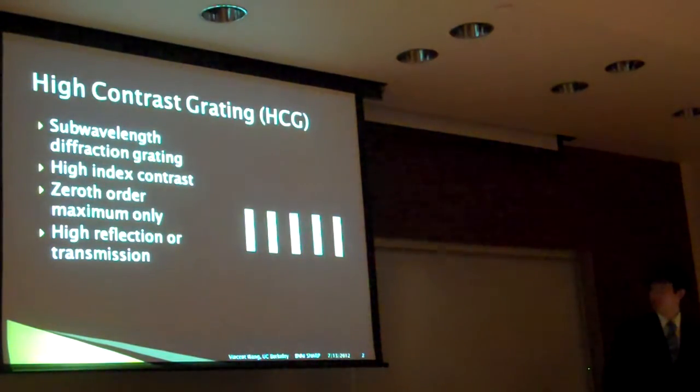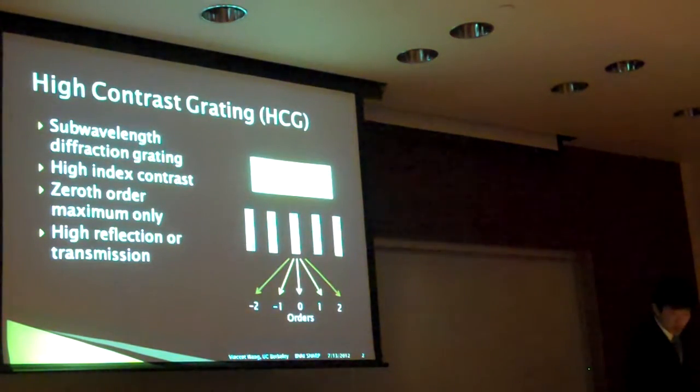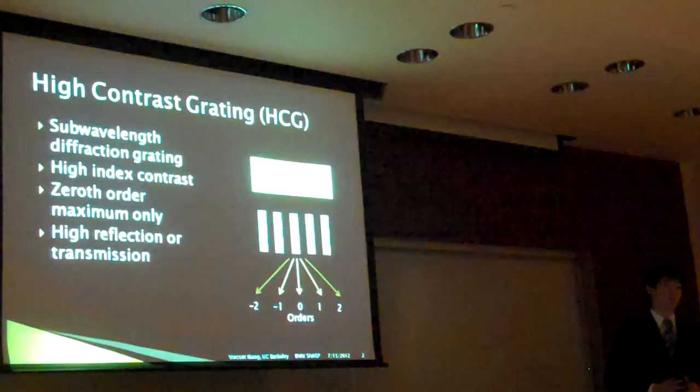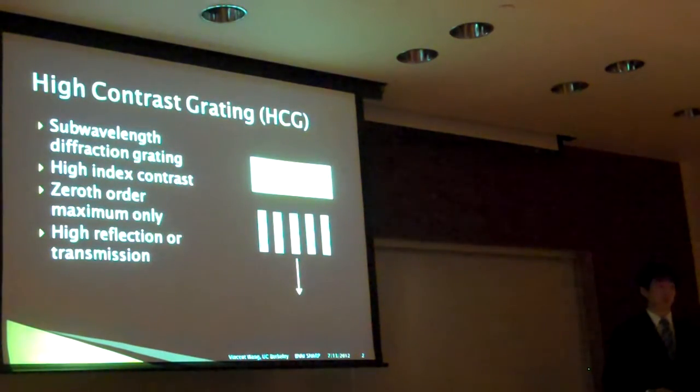So in a traditional diffraction grating, we have uniformly spaced bars. And when we add a light source above, we get a pattern of bright and dark fringes below. But when we reduce the spacing between the bars to less than the wavelength of the light, we are left with only the central, or the zeroth order, maximum. And this results in either very high reflection or very high transmission.